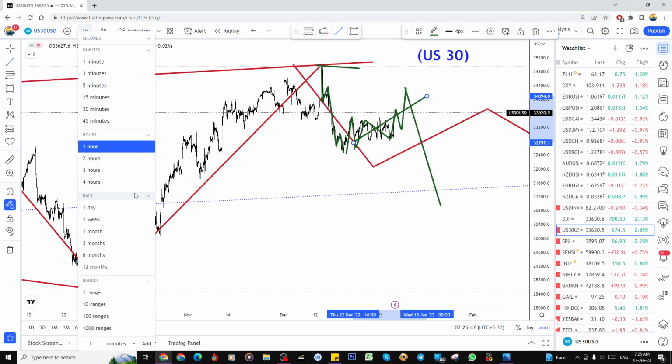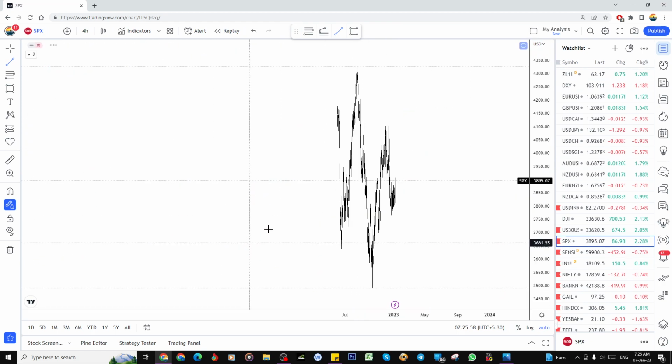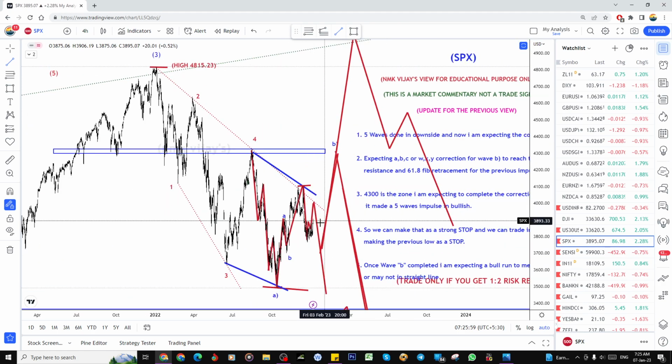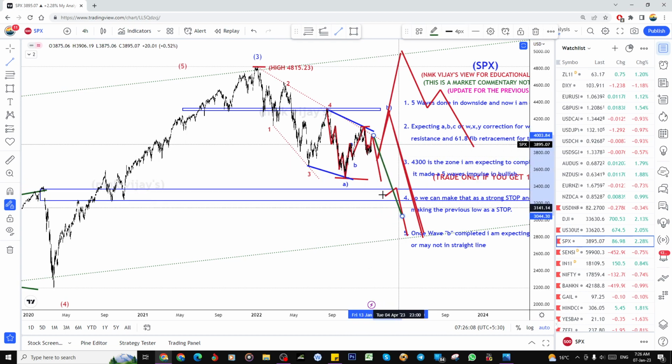So what is in the bigger picture? This is the bigger picture. This is the corrective part. Impulsive, corrective, impulsive. That's it. Simple. So here, same. If it is doing like this also, I'm expecting the downtrend. If it goes like this also immediately, this is the correction part. So anyway, I'm looking for the correction to complete.